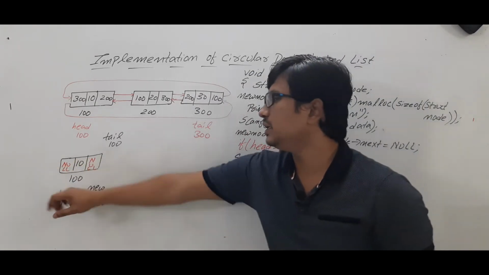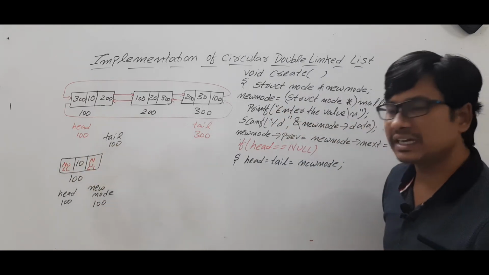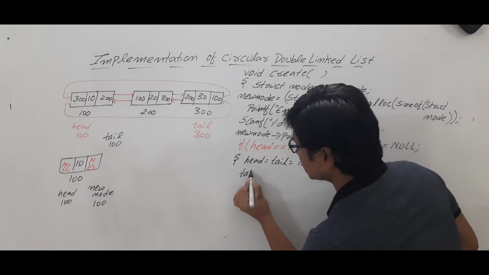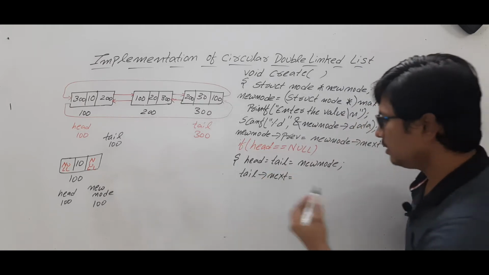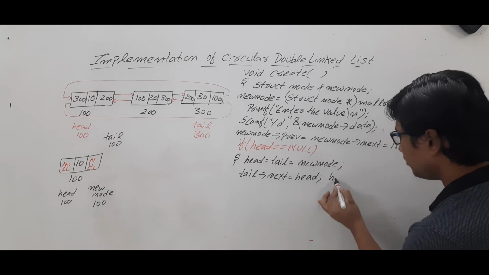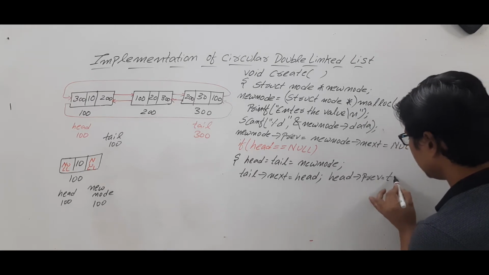So now we need to make it a circular double linked list. So how can we make it? We will write the generalized syntax. Tail of next is equal to head, head of previous is equal to tail.